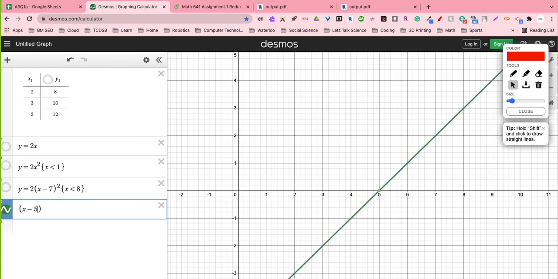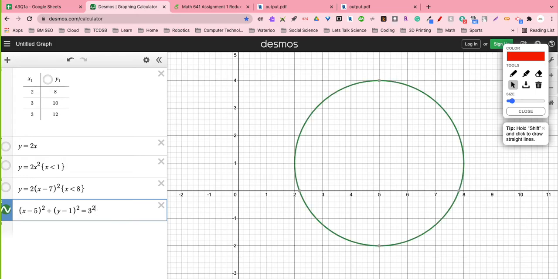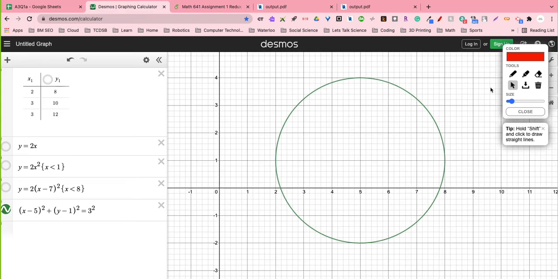I'm going to say brackets x minus 5 squared plus brackets y minus 1 squared is equal to 3 squared. There we go. Okay, so I've made a circle on this page. What do you think the domain will be? Start with domain.